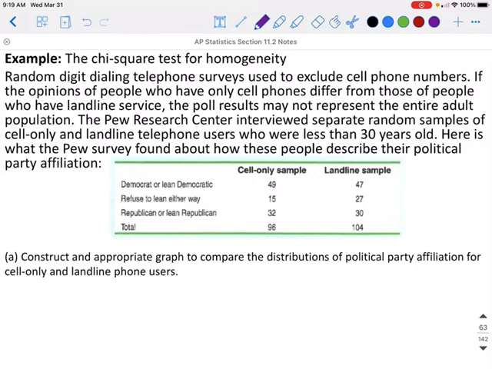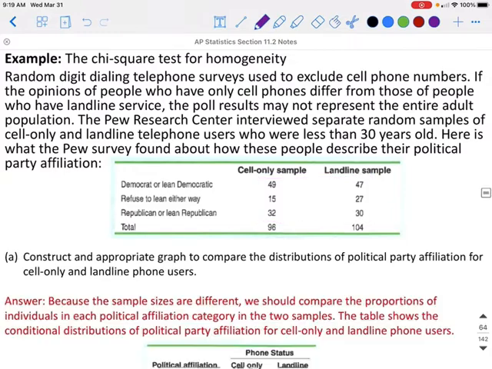Here's what the Pew survey found about how these people describe their political party affiliations. So we have Democrats or lean Democratic, refuse to lean either way, and we have Republican or lean Republican, and then people who have cell phone only and landline only. So this would be the information, not including the totals, that you would need to put into your matrix. Construct an appropriate graph to compare the distributions of political party affiliations for cell phone and landline use only.